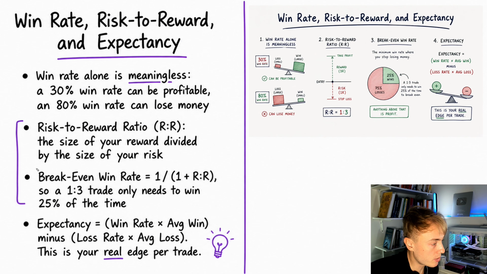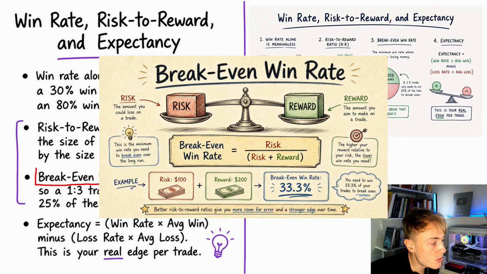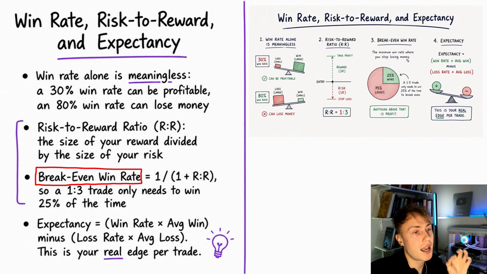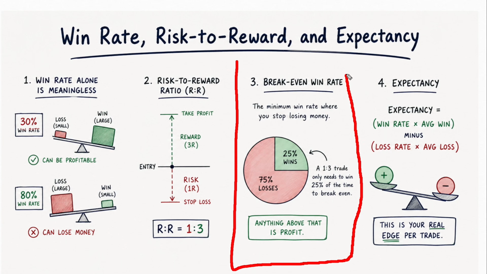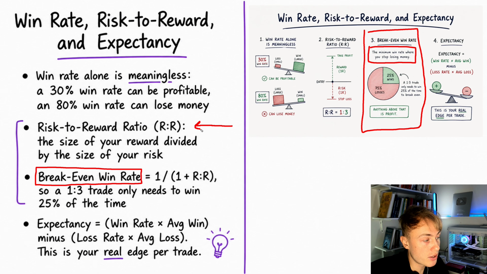But now the next concept you need to understand is something known as break-even win rate. And the break-even win rate, if you take a look at this image right here, is basically the minimum win rate where you stop losing money. So if you have a certain risk to reward, the break-even win rate tells you, how often do I need to win to make money?